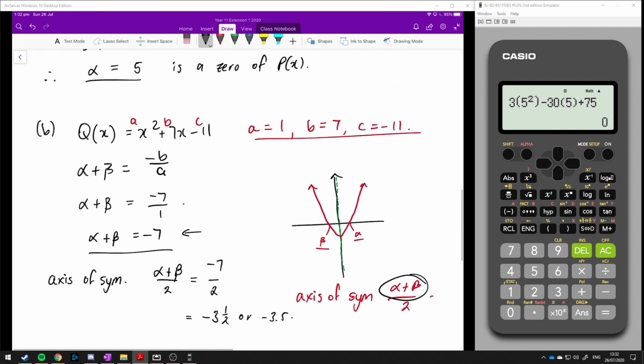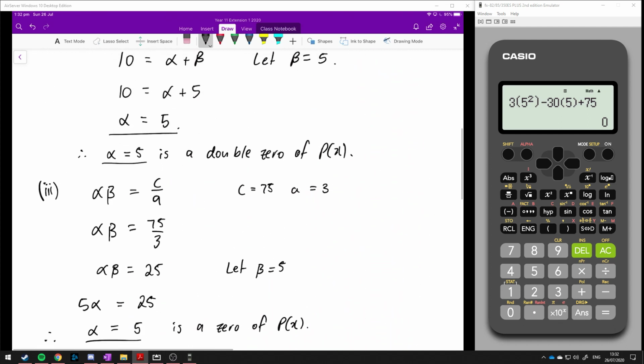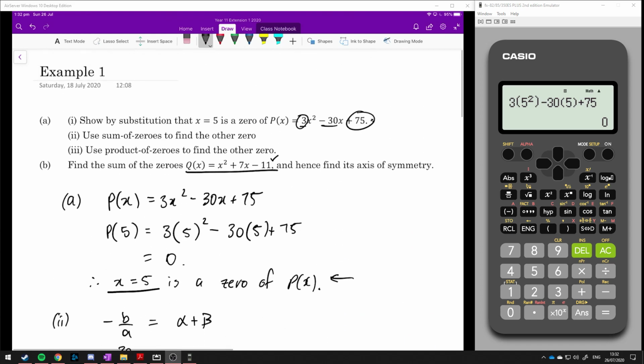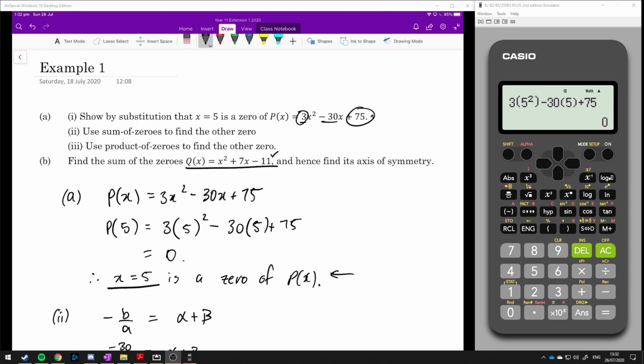So with that being said, that's the end of this part of the video on the quadratic equation. What we're going to be doing next is looking at the cubic equation and doing a similar sort of work for that one.